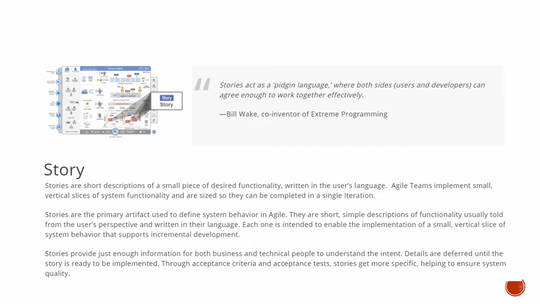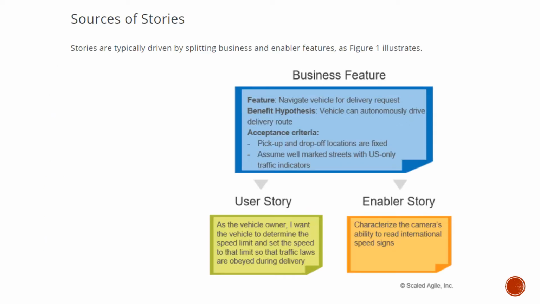So I hope you got a nice idea about what a story is. As simple as that, it is a short description of a small piece of desired functionality written in the user's language, the primary artifact in agile or adaptive methods. What is the source of a story? Stories are typically driven by splitting business and enabler features.